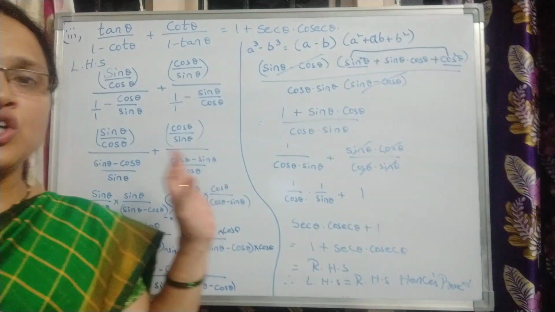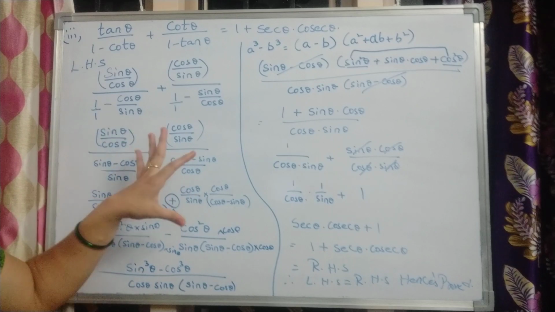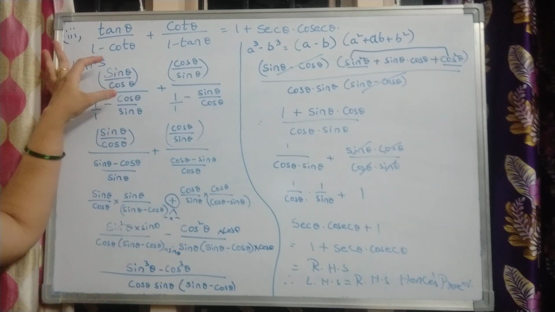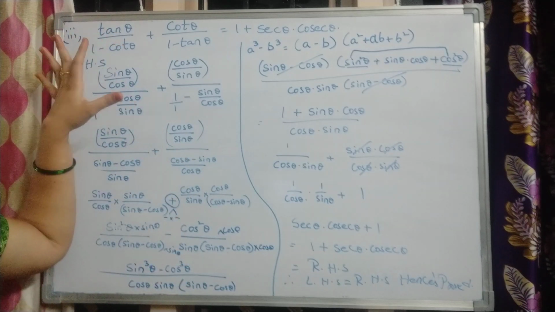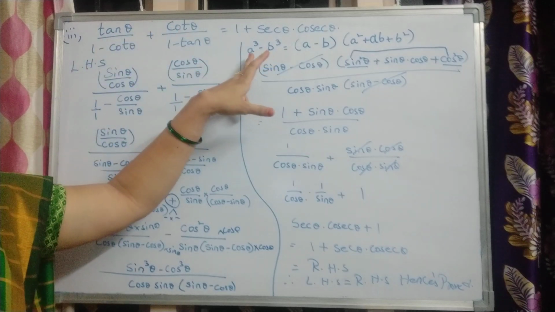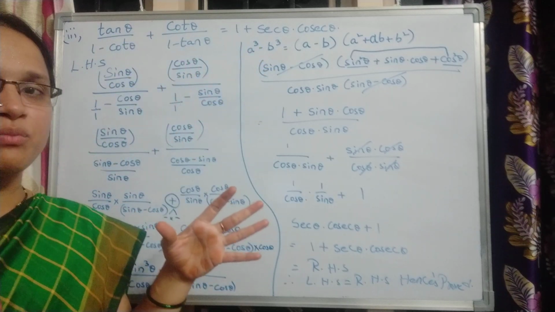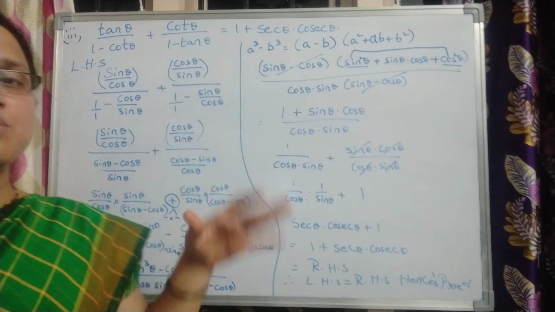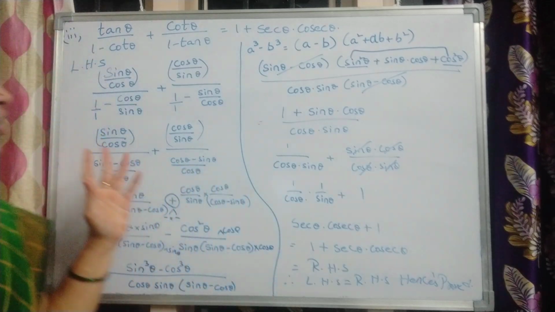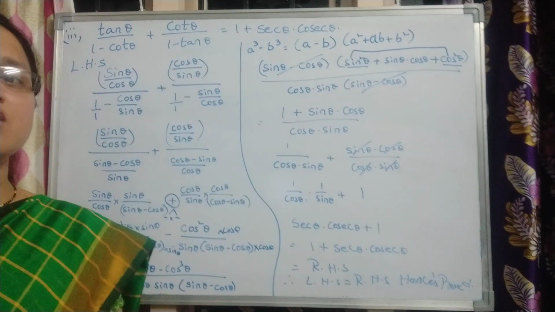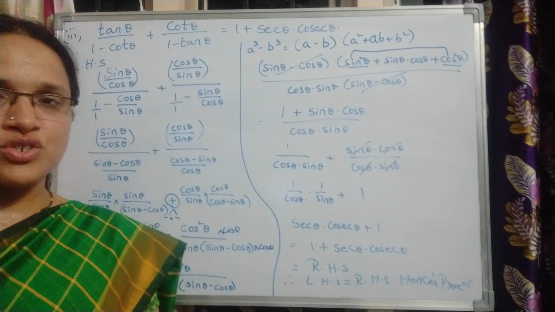That is how you will be proving this one. This is what you have to get. First and foremost is converting tan and cot in terms of sine and cos and writing. And the second thing you have to remember strongly is the a cube minus b cube formula. So if you remember those two things, you can easily solve this proof. So hope you understood, children.